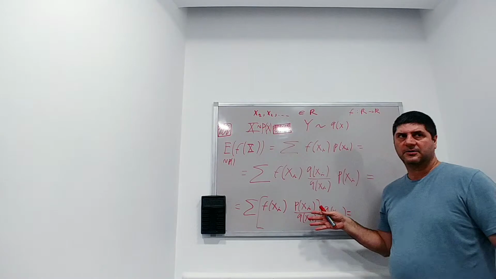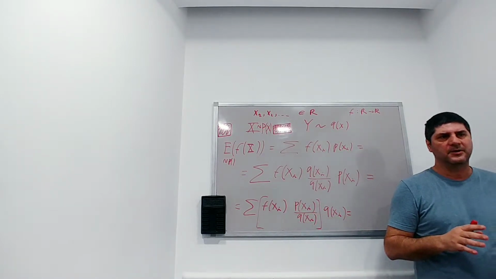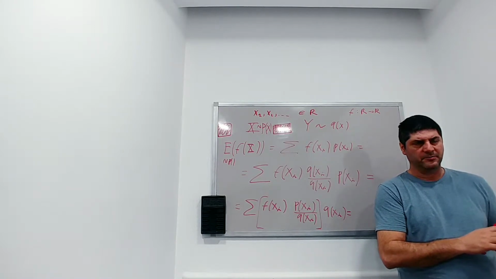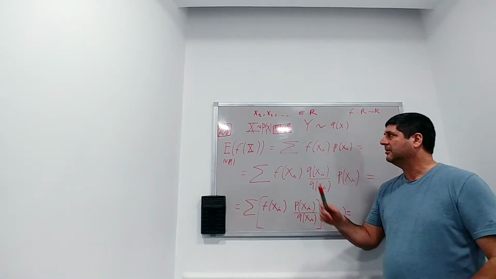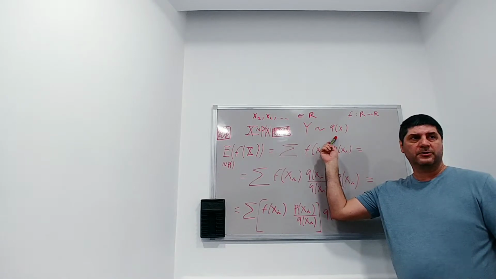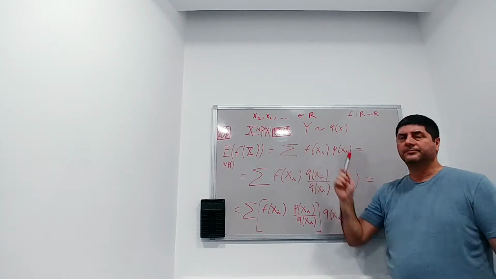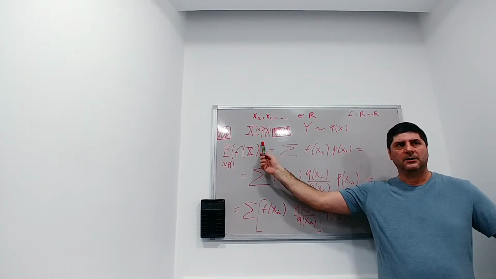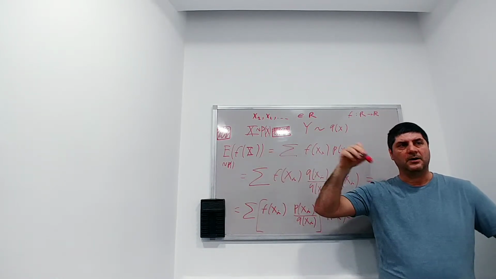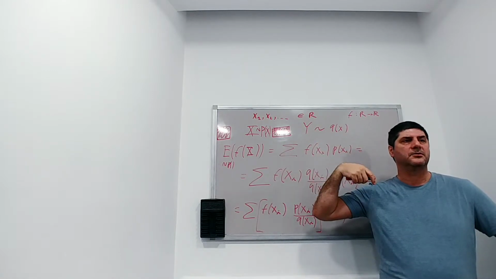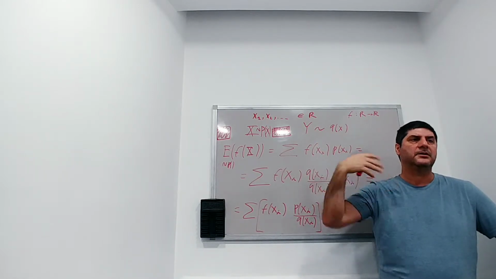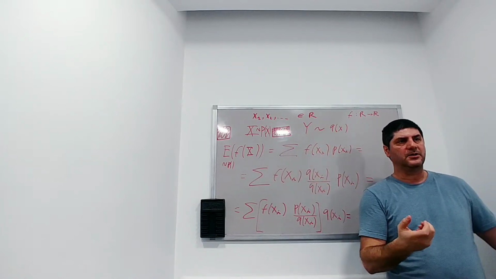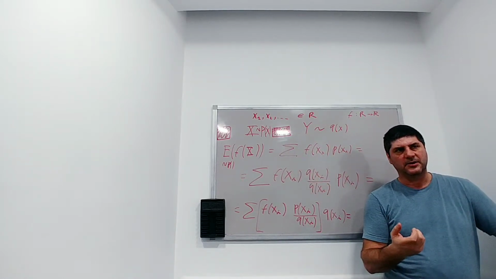I'm going to do this in an abstract way first, and then next time I'm going to talk about it concretely in the context of reinforcement learning. But keep in mind that we have here two distributions, P and Q, and one of them is the current policy, and the other is the policy we're not sampling.